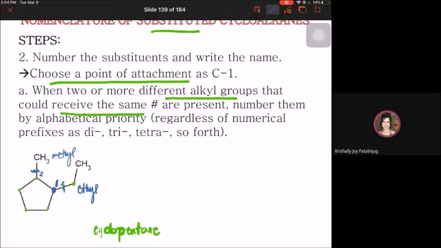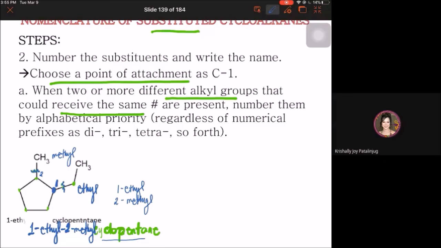Okay? So, it's the same when you list down the substituents: you have 1 ethyl, you have 2 methyl. The same rules will be followed upon writing the whole name in a single word. Cyclopentane, it has ethyl on carbon 1 and methyl on carbon 2. So that is how you choose the point of attachment.